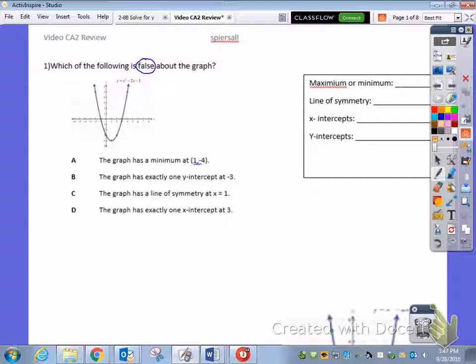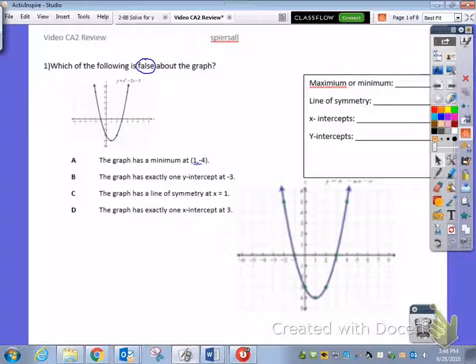So maximum or minimum. Remember when you have a graph, and I've enlarged the graph so we can see it, and you have a little person at the bottom, he is much smaller than everybody else. So this is a minimum. He's at the bottom, so it's a minimum, not a maximum. And you want the ordered pair.